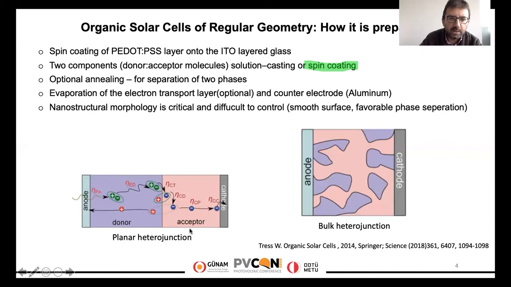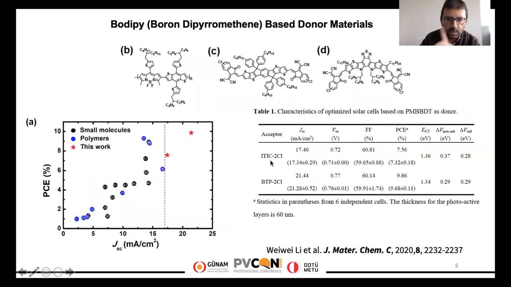And here is the planar heterojunction and the bulk heterojunction. The planar was used in the early times, and for the last decade, bulk heterojunction have been used. So, just small examples about BODIPY-based donor materials. Here is a very recent publication where they get a PCE value, which is the efficiency value, of almost 10, which is actually a great value by working with these compounds.